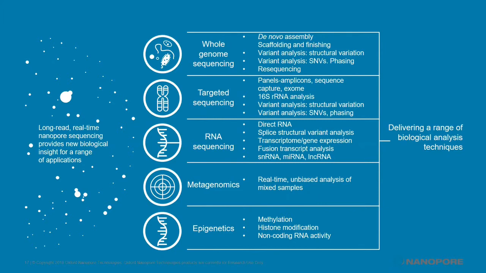Definitely whole genome sequencing and targeted sequencing. So you can do amplicon, and we also have the Cas9 enrichment protocol available. You can do it. And RNA sequencing, we call it direct RNA. Modification detection is possible, and metagenomics, and of course epigenetics.